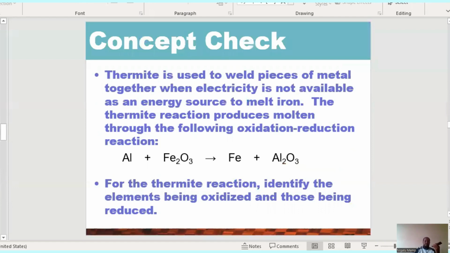Concept check. Thermite is used to weld pieces of metal together when electricity is not available as an energy source to melt iron. The thermite reaction produces molten iron through the following oxidation-reduction reaction. Okay, I will show you this chemical reaction, the thermite welding process, which is usually used in railway construction. Aluminum reacts with Fe2O3 to produce Fe plus Al2O3. For the thermite reaction, identify the elements being oxidized and those being reduced.